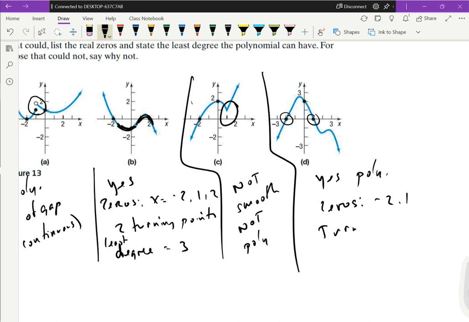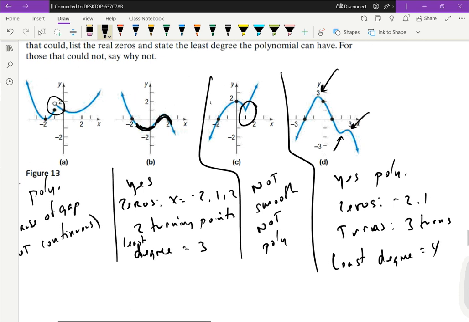If we take a look at the number of turns, so we have a turn up here and a turn down there. Let me go ahead and clean this up just a little bit. We have a turn here, and another turn. So we have 3 turns. So since we have 3 turns, the least degree we could have is 1 more than that. And so the least degree then would be 4. I was going to say 4 turns, but it's not 4 turns. Our least degree then has to end up being 4 because there are 3 turning points.